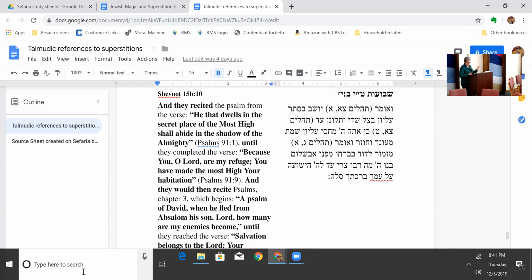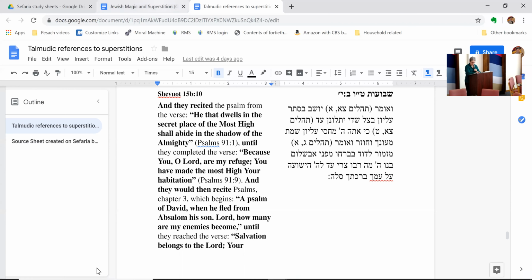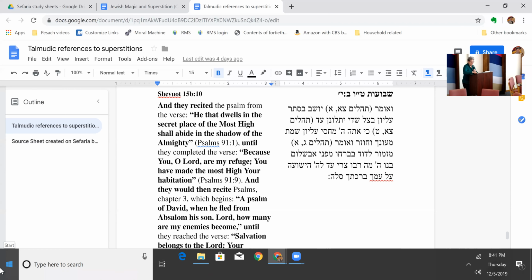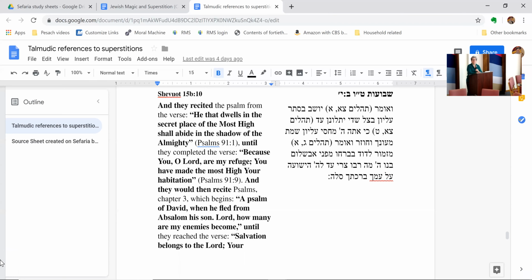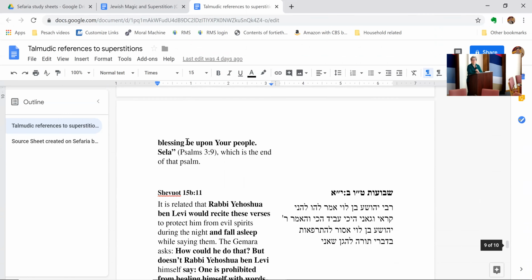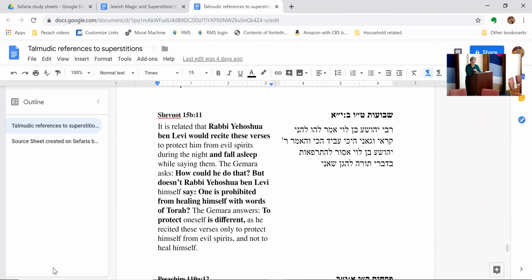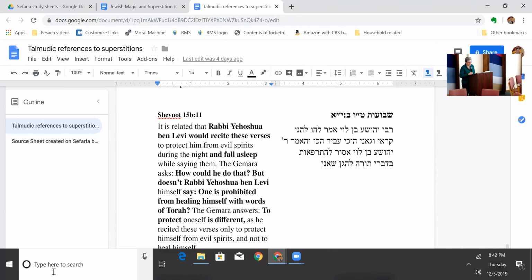And then we have a recitation from Psalm 3. Psalm of David when he fled from Absalom, his son. Lord, how many are my enemies? Until they reach the verse, salvation belongs to the Lord. Your blessing be upon your people. Selah. Then the text after that, it is related that Rabbi Yehoshua ben Levi would recite these verses to protect him from evil spirits during the night and fall asleep while saying them.